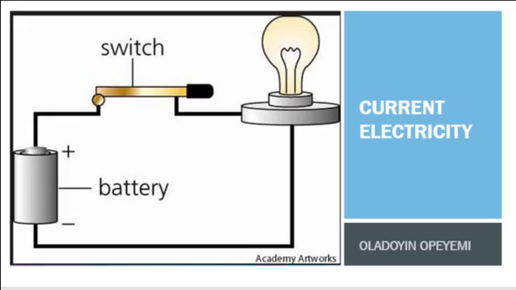We have equally looked at circuits, where we define a circuit as the path provided for the flow of electric current. And we have three types of circuit: open circuit, closed circuit, and short circuit, and all these were extensively discussed.